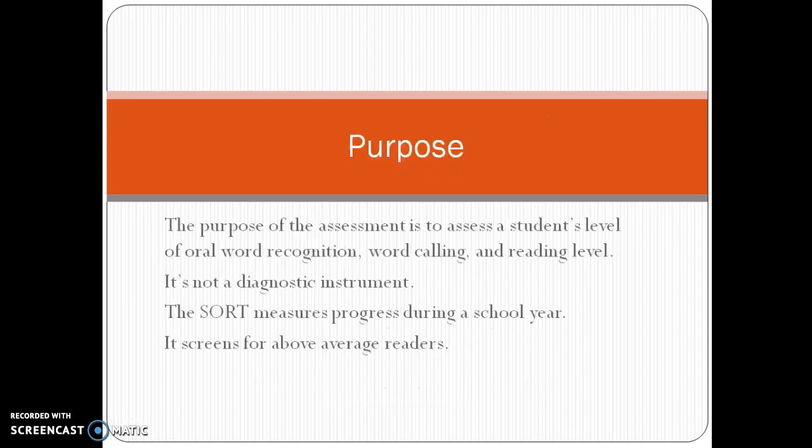On the next slide, I have the purpose. The purpose of this assessment tool is to assess a student's level of oral word recognition, word calling, and reading level. It's not a diagnostic instrument. The SORT measures progress during a school year. It screens for above average readers.